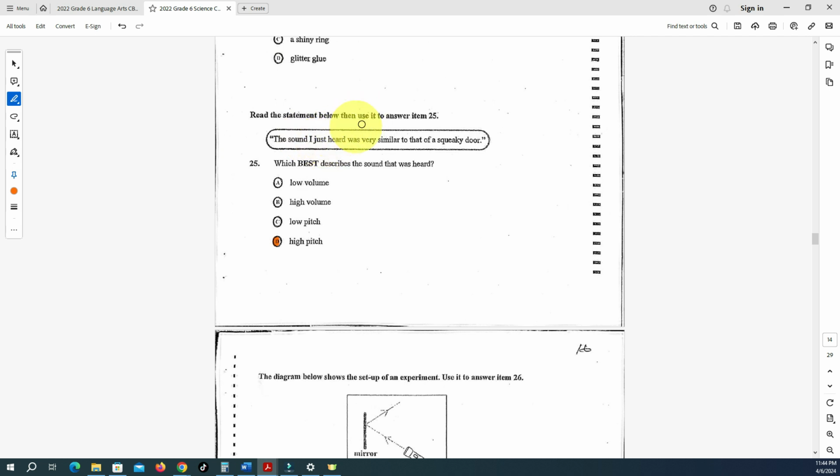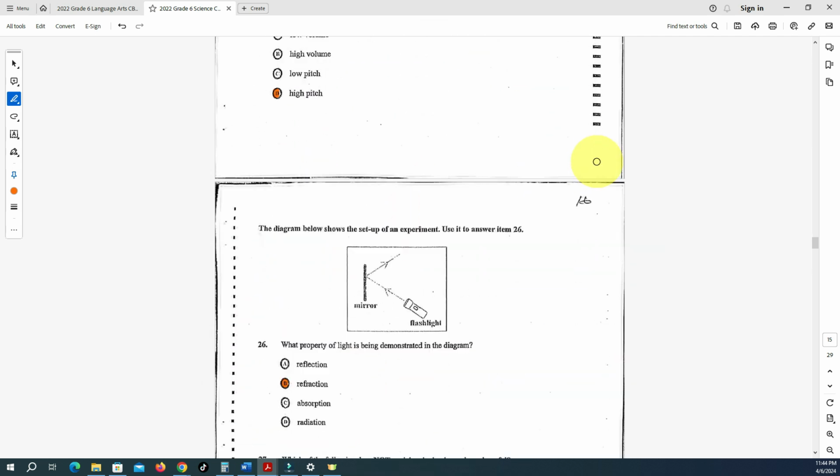Read the statement below, then use it to answer item 25. The sound I just heard was very similar to that of a squeaky door. Which best describes the sound that was heard? A low volume? It doesn't have to be. Whether the door squeak is low or high, it doesn't have to be. High volume? No. A low pitch? No, definitely. When you hear a squeak, it's definitely a high pitch. So I definitely chose D.